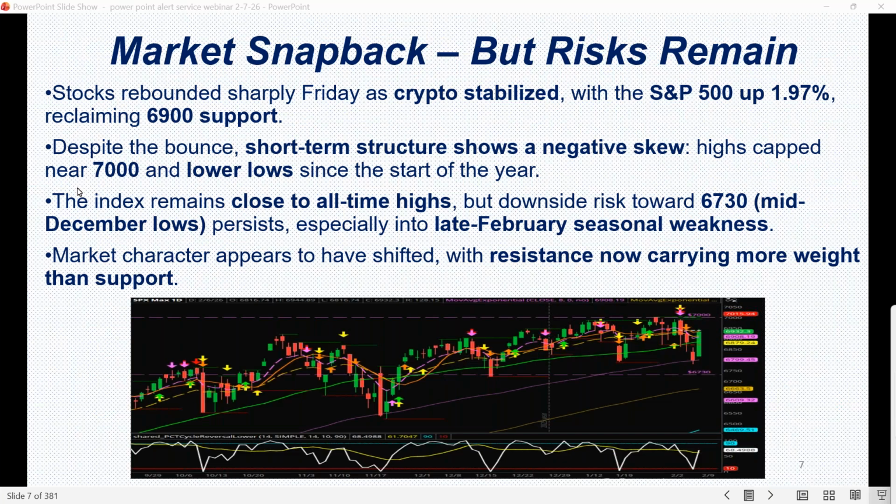Now, the index also remains close to all-time highs, but the downside risk towards 6730, which is the mid-December low, is still persisting, especially into late February when seasonality gets weaker. So this is one thing we want to be aware of, the seasonal shift that we're going to get towards the mid part of February. Now, market character appears to have shifted too, with resistance now carrying more weight than the support side of the market. So we've got that upside resistance right there at 7,000, and it's pretty substantial right now.